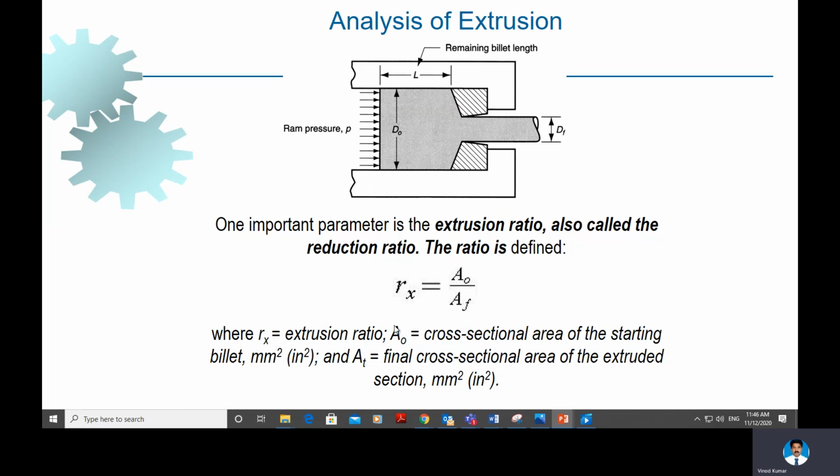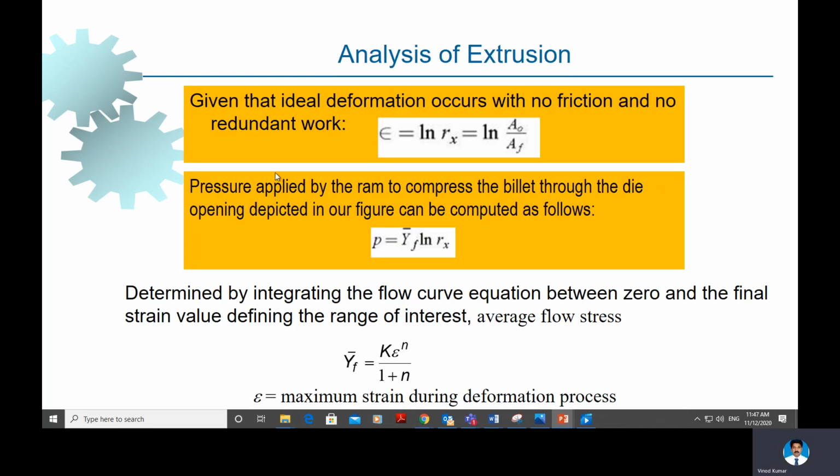Reduction ratio, as I explained before: D naught is the initial diameter of the billet, and the corresponding area is A naught, and it is extruded to a final diameter DF. So the final area becomes AF. So how much reduction is possible? Reduction ratio is Rx, which is initial area by final area, A naught by AF. Using this, we can calculate the reduction ratio. Now we have the strain.